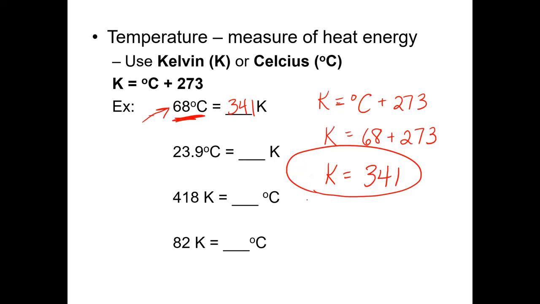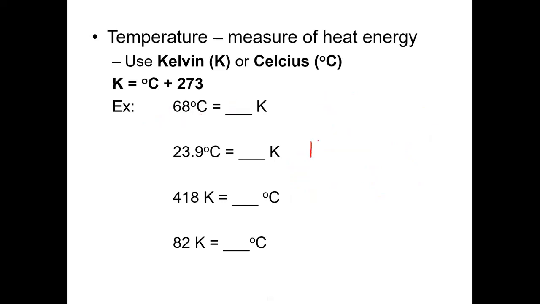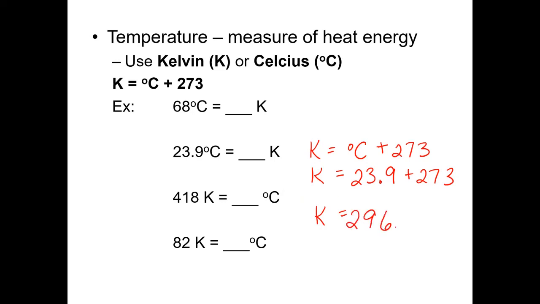Okay, let's do another example. I'm going to rewrite my algebraic equation. Kelvin is equal to degrees Celsius plus my 273. I don't know my Kelvin, that's what I'm looking for, that's my variable, so I leave it alone. My degrees Celsius is 23.9 plus 273. So Kelvin is equal to, plug into your calculator. And when I do that, I'm getting 296.9.